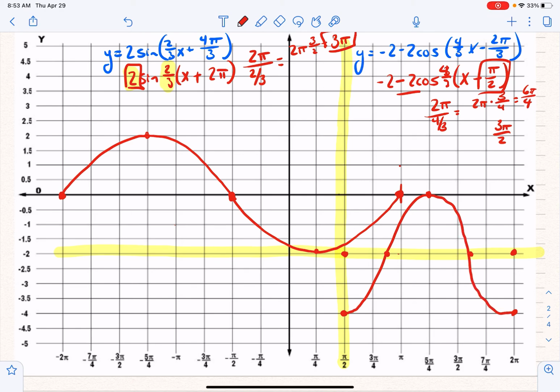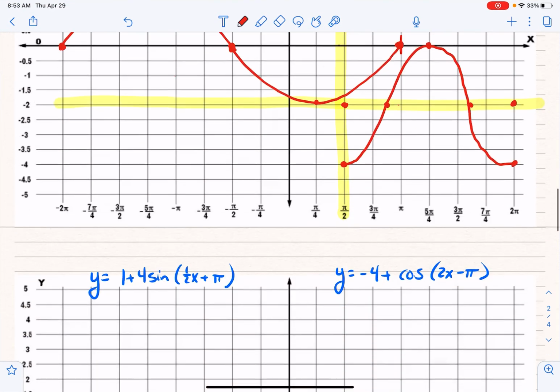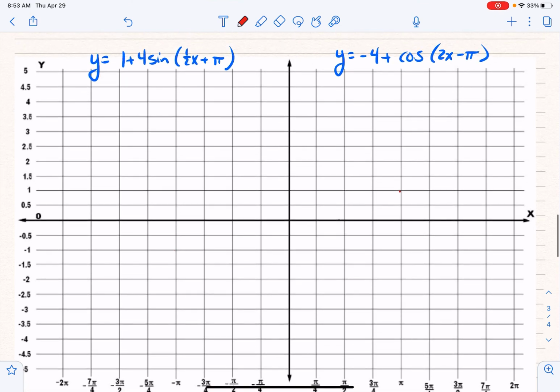I know it's not perfect, but you know what I mean. Okay, last one. Oops, let's see here. Last one. Let's try to get there. There we go. Okay, these are pretty straightforward. These should be really simple.